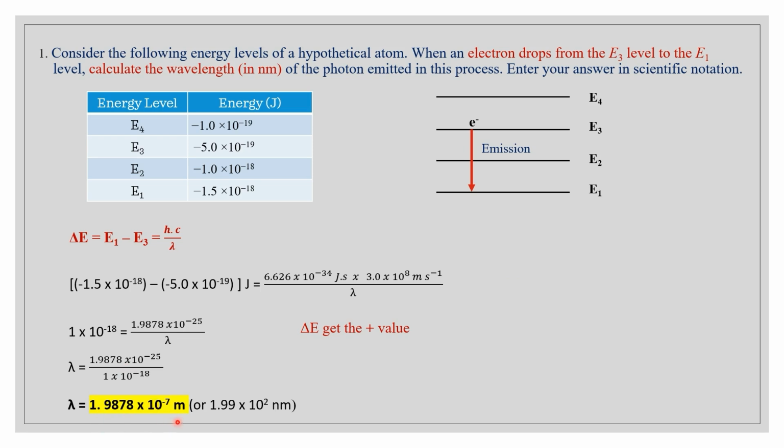But the question says we need to report the final answer in nanometers. So 10 to the power 9 nanometers is 1 meter. So the answer is 1.99 times 10 to the power 2 nanometers.